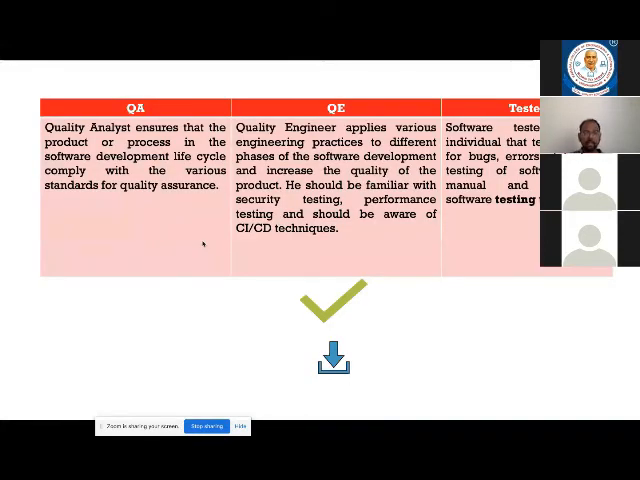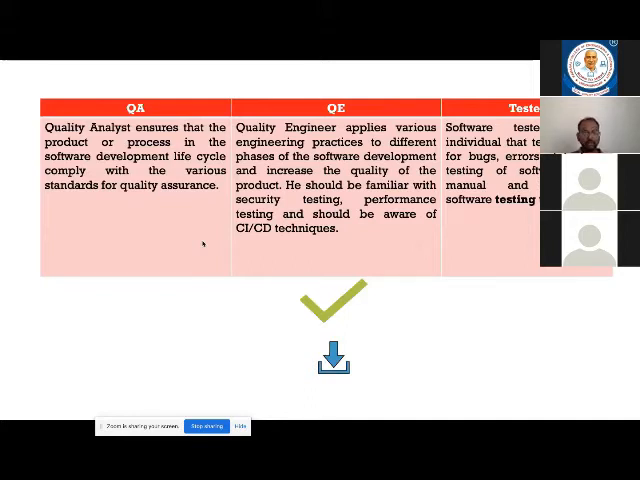To understand in today's world where we should use a quality analyst, where we should use a tester, and where a quality engineer should come into play: sometimes these three terms are misinterpreted and misused, but there's quite a nice difference between them. I've just put it up for your future reference in case you want to go back to it. A quality analyst ensures that the product or process in the software development cycle complies with various standards.